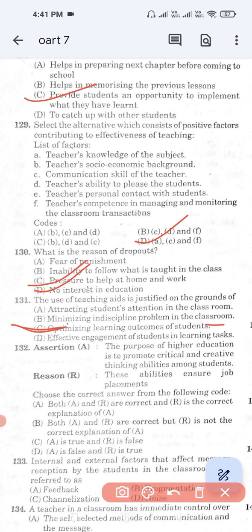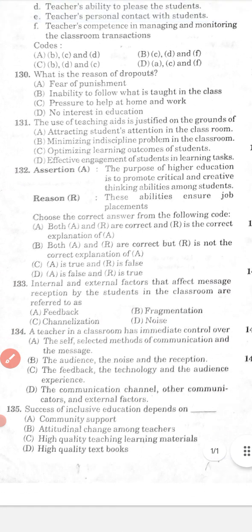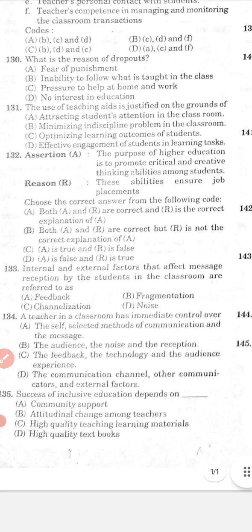Now question number 132. Assertion A. The purpose of higher education is to promote critical and creative thinking abilities among students. Then reason R. These abilities ensure job placement. Choose the correct answer from the following code.